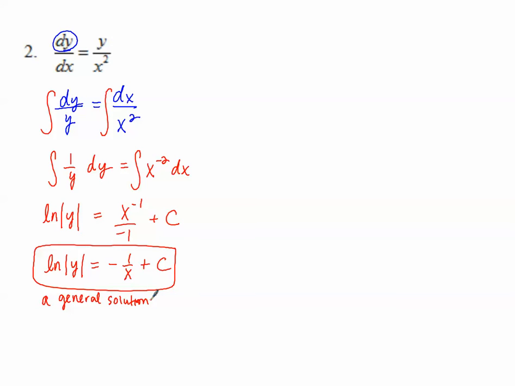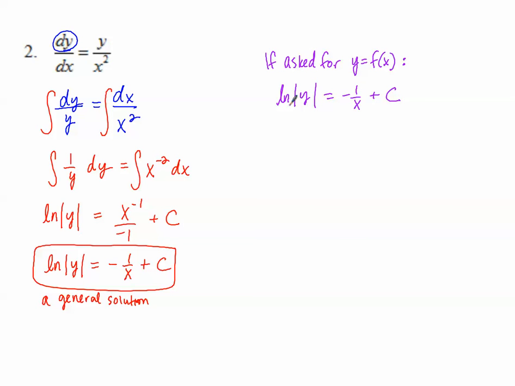However, you must know how to solve for y, because a lot of times they will ask you for the solution y equals f of x. So let's go through how to solve this type of equation if they want it y equals f of x. So let's start. Natural log of absolute value of y equals negative 1 over x plus c.